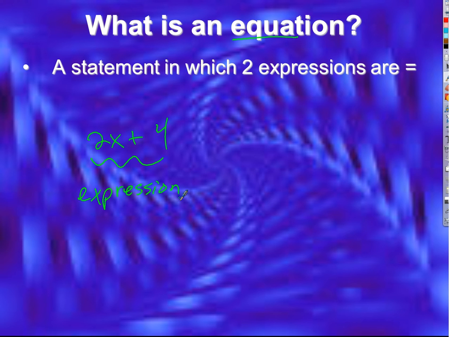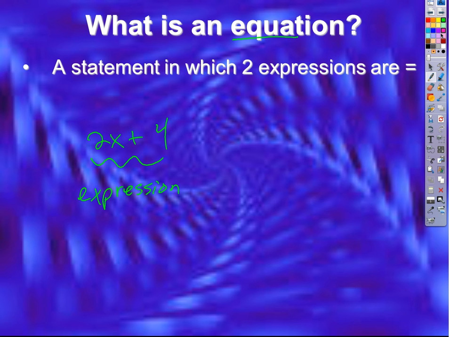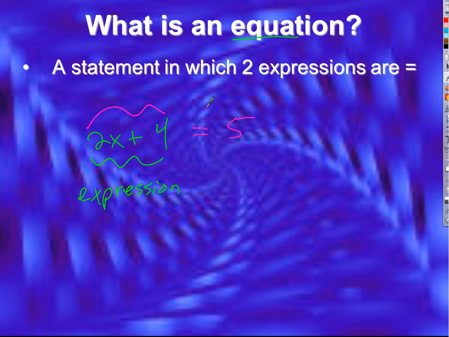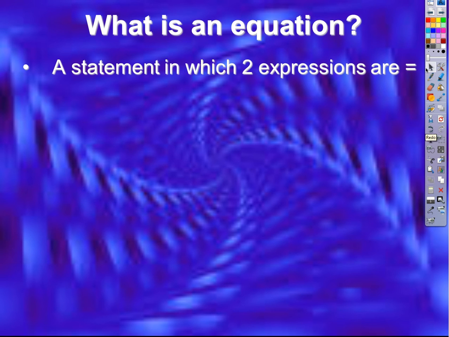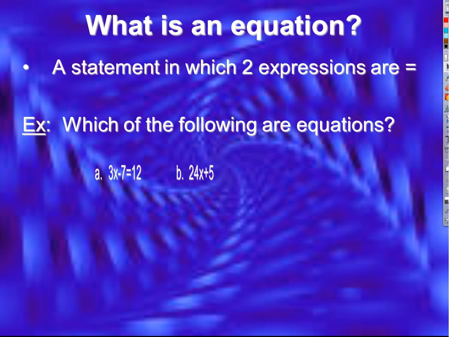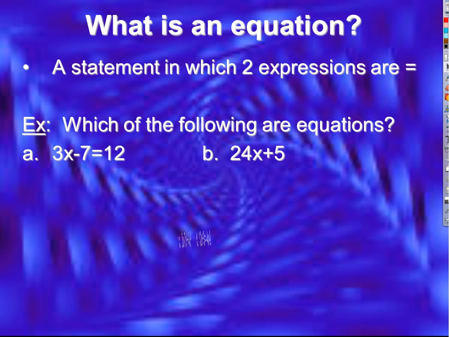Okay, but if I add an equal sign to it, something like that, now all of a sudden that whole thing becomes an equation. Okay? Just so we get our terminology straight here. So obviously here, take a look, don't say anything, just take a quick glance. I mean, this is pretty basic. Which of those are equations? What do you think? A and D. What would you call the other two? Expressions. Good.